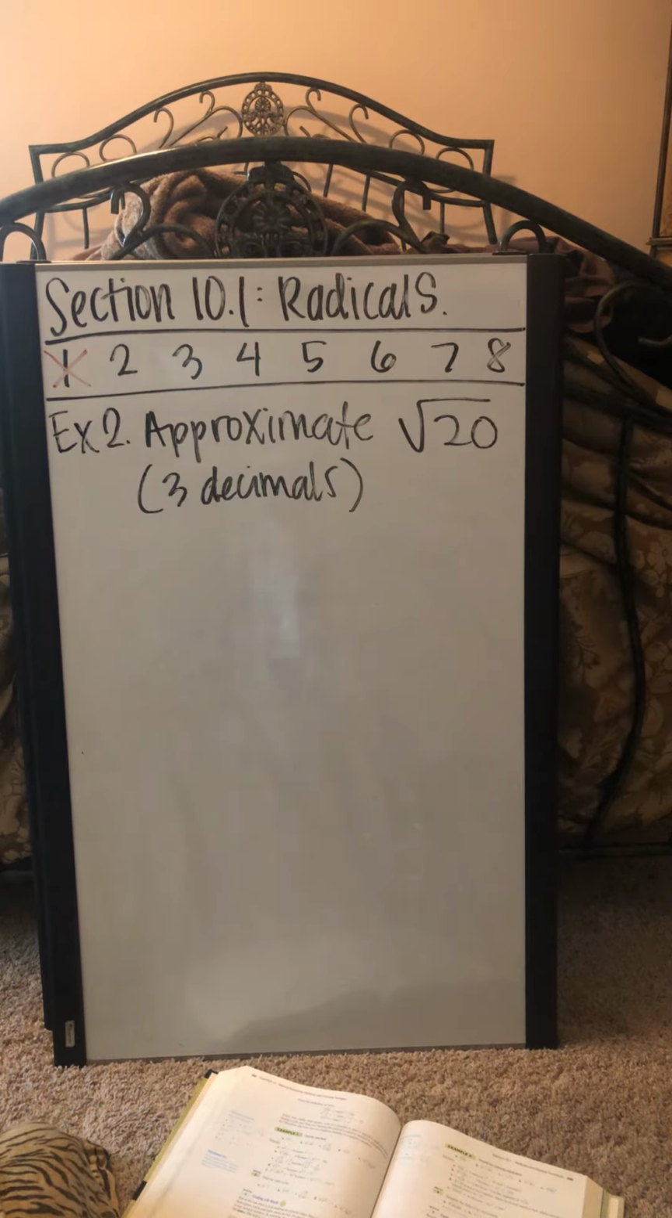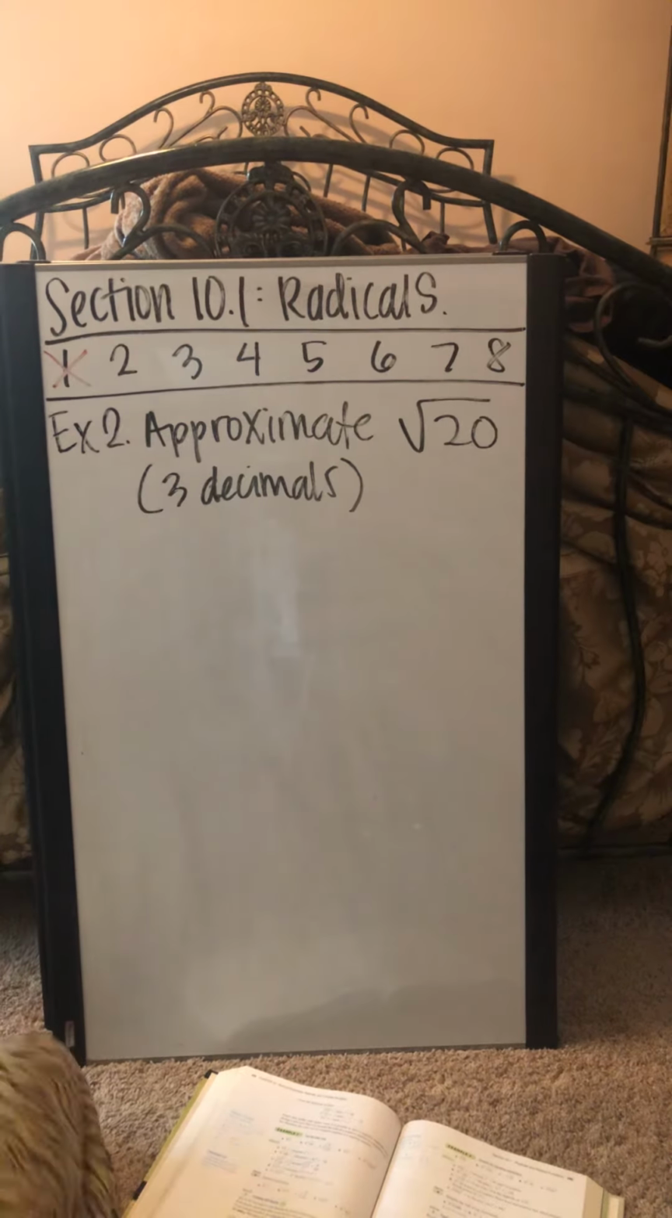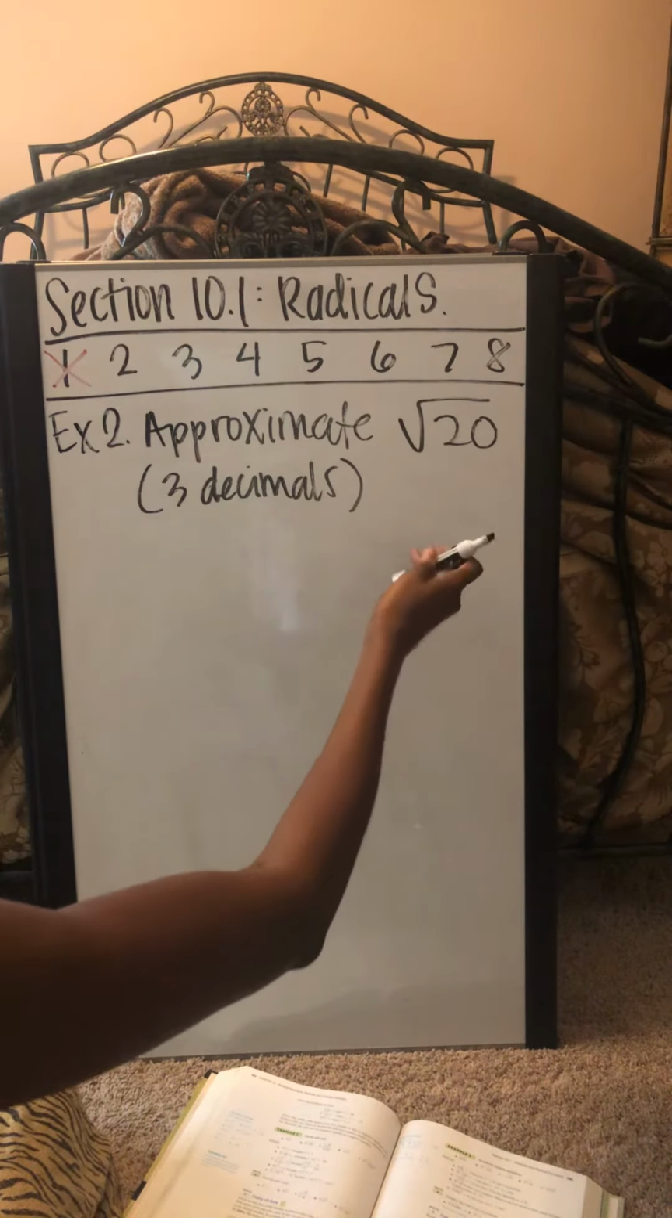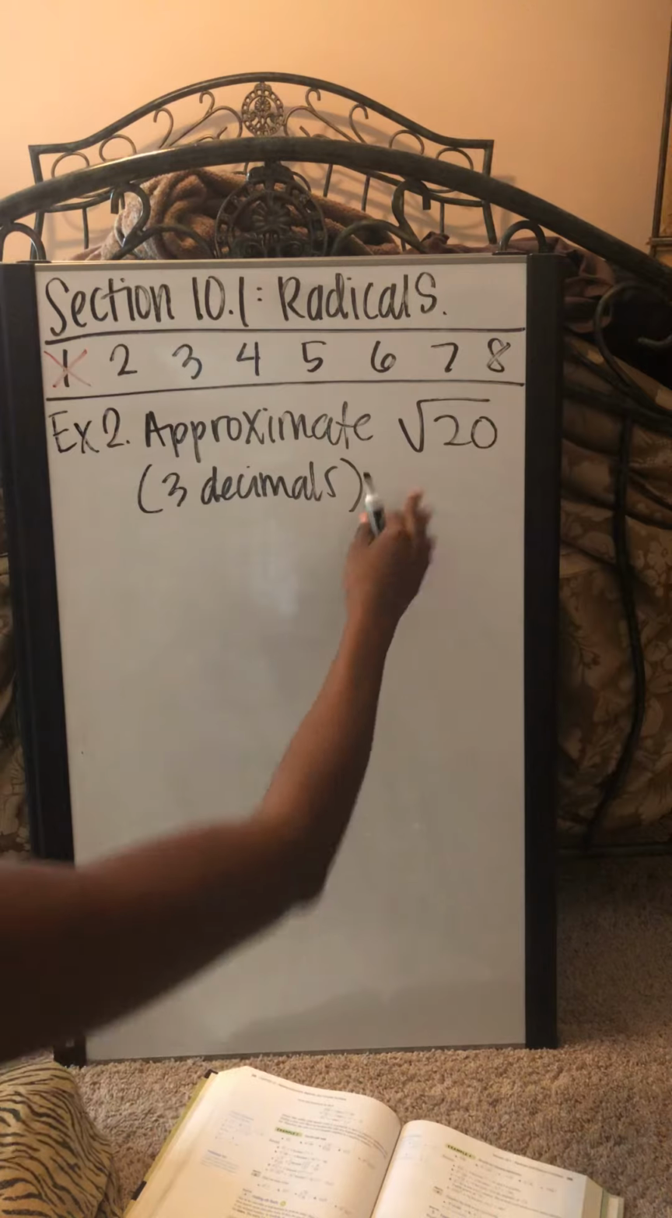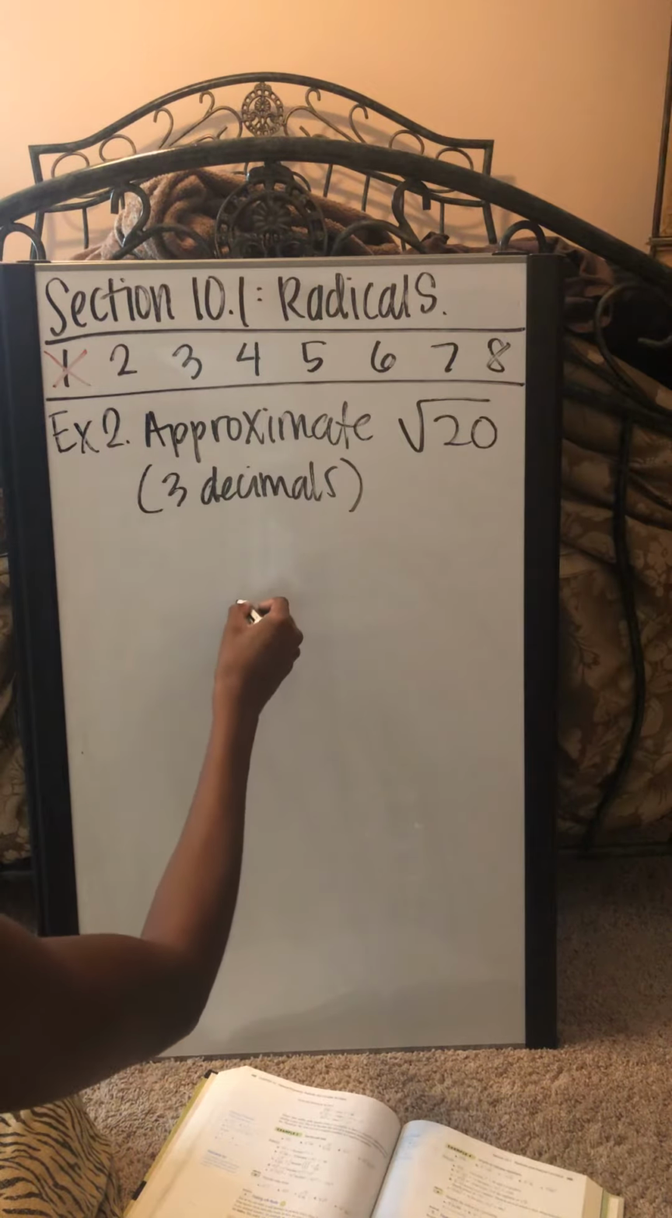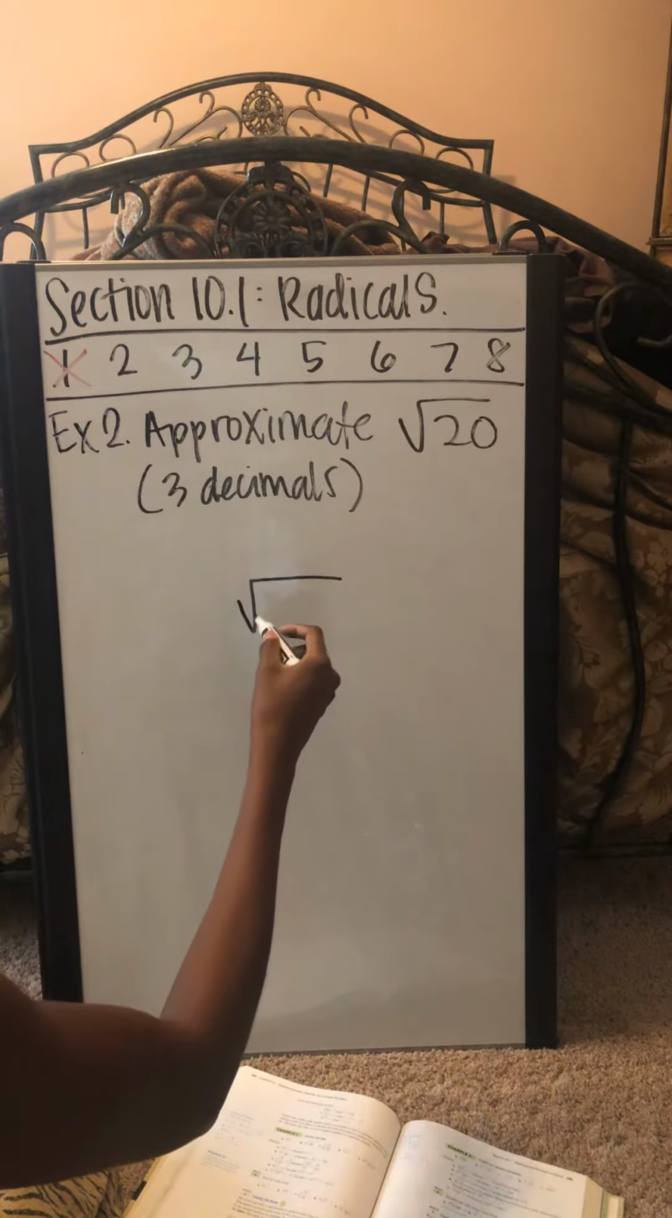Example 2 is going to be super short. All we're asked to do is approximate the square root of 20. So if you think about it, I'm going to show you, say you were trying to do this by hand. I'm going to show you why it's not going to be the easiest.